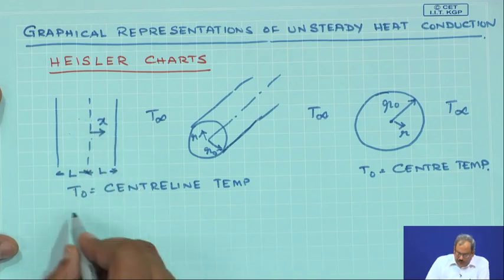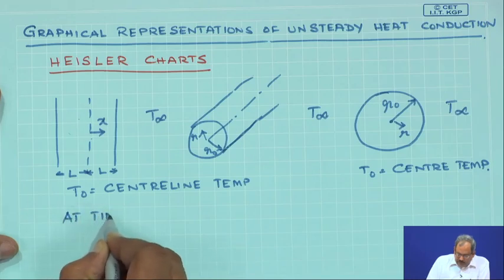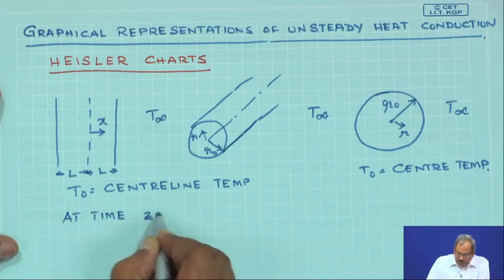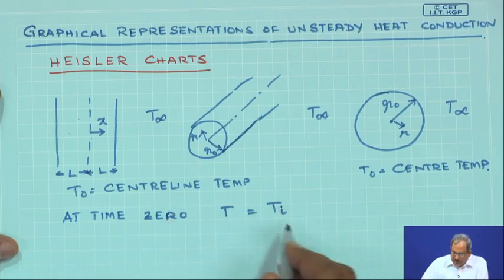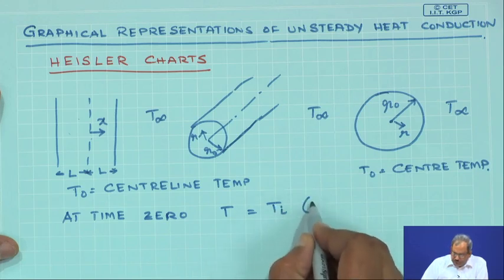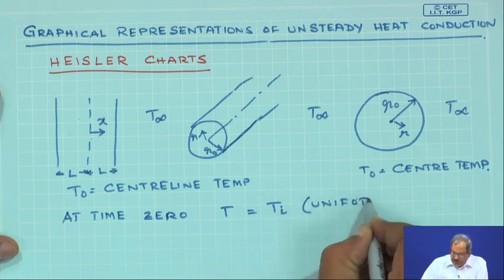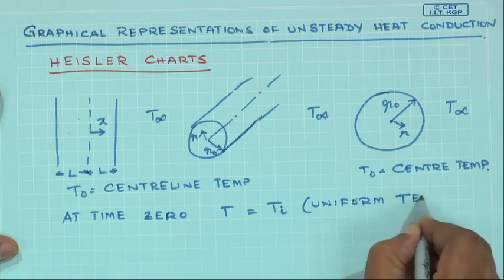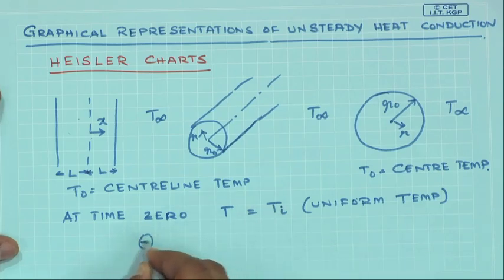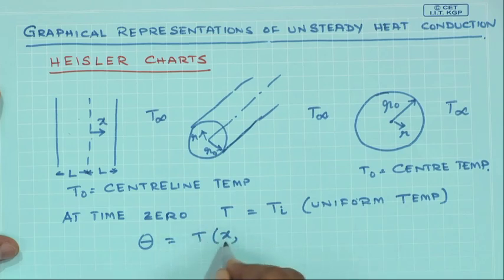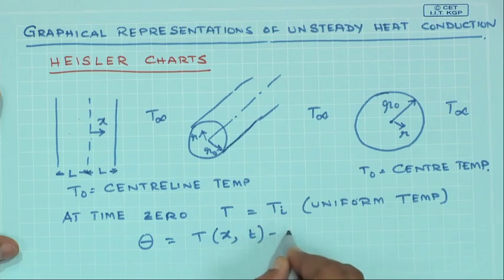Okay. So, we will say that at time 0, the initial temperature of the solid would simply be equal to a constant temperature T I, which is uniform throughout. So, this is uniform temperature. Initially, the temperature of each of these solids is at a constant value equal to T I, and the time varying temperature is given as T, which is a function of both x and time, minus T infinity. So, this is some sort of a difference temperature.